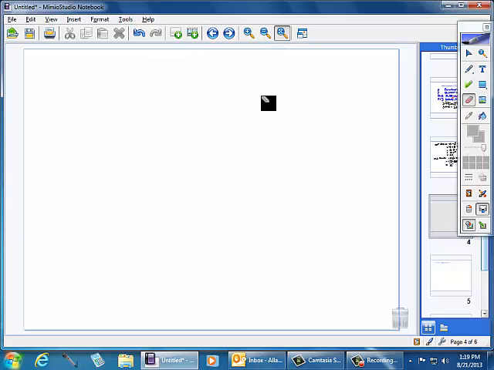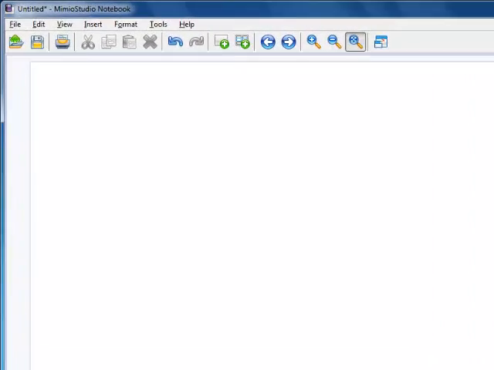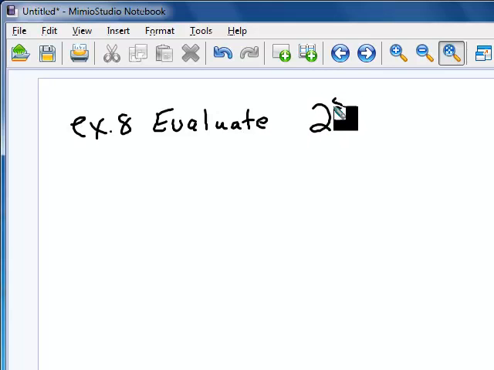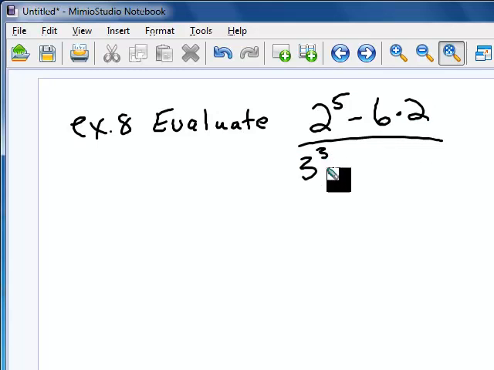Alright, moving on. Here we go, last example of order of operations. Please try this one on your own. Example 8, evaluate. Two to the 5th minus 6 times 2, all over 3 cubed minus 5 times 3 minus 2. Okay? Here I have what we know as a division bar.